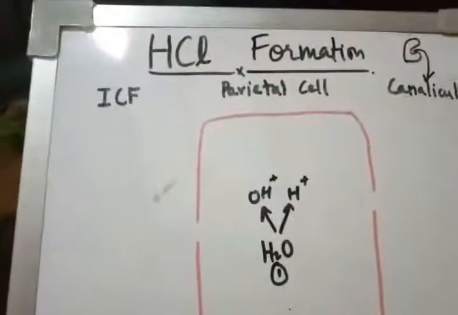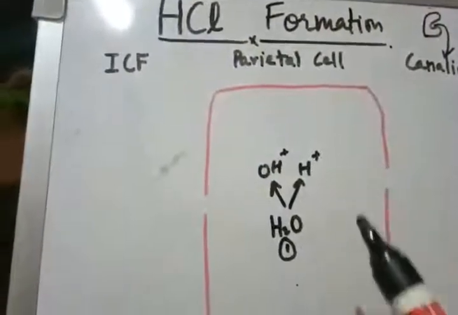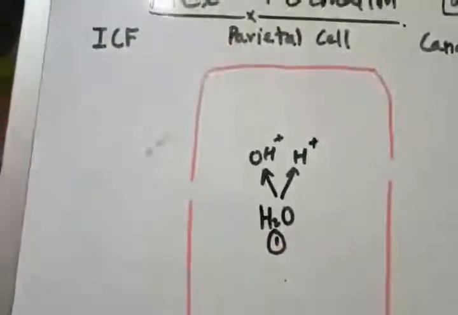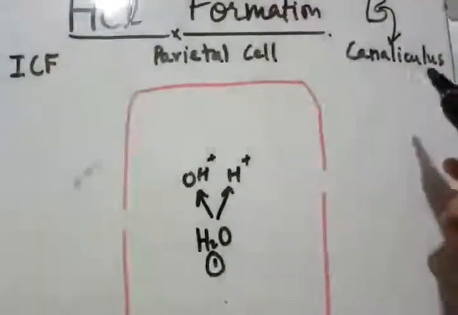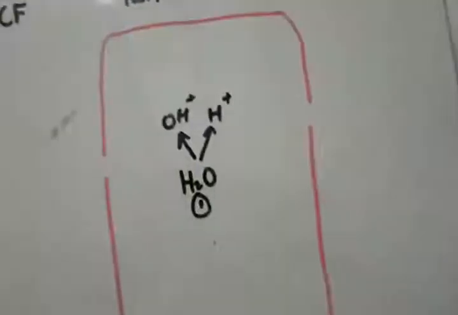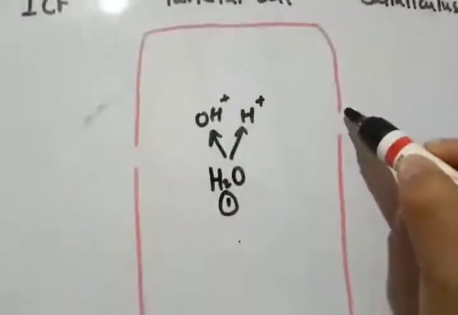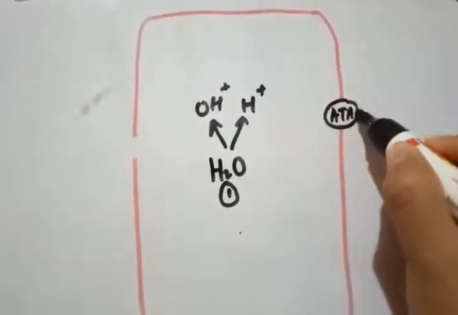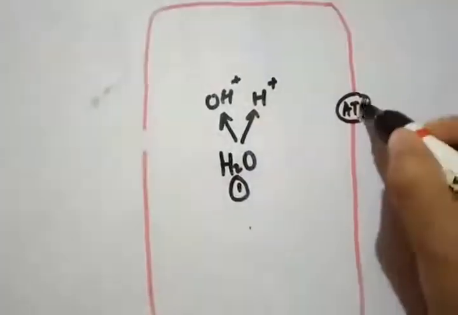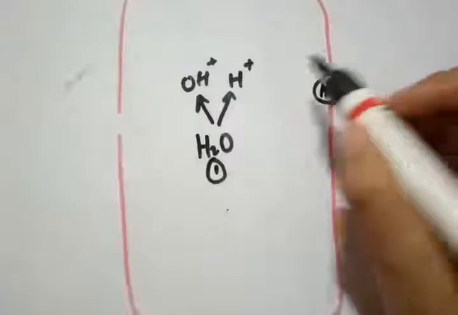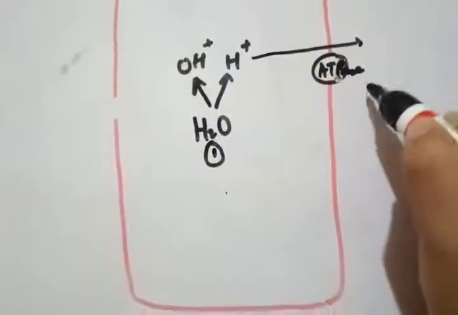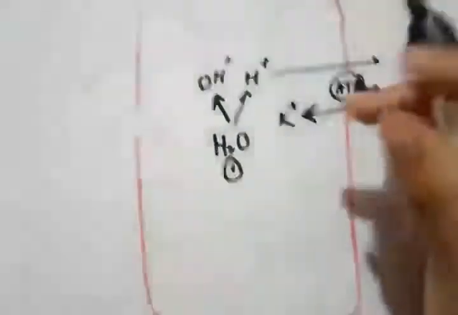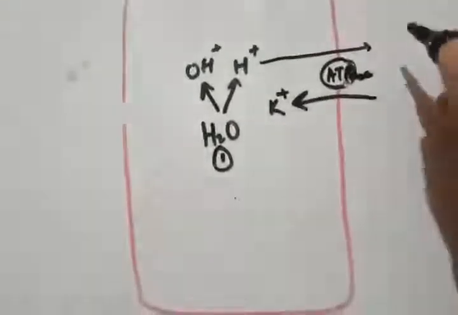Inside the parietal cell there will be water, and that water will be split into OH and H plus. Now what happens is that in the canaliculus, when we take food, there is obviously potassium. So here a magic happens. There is an ATPase for the hydrogen potassium pump. So the potassium will go inside, the hydrogen will move outside, and this is an active process.